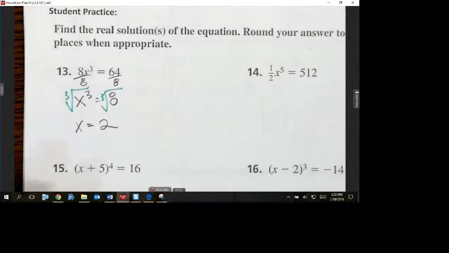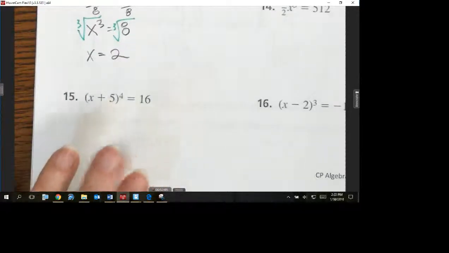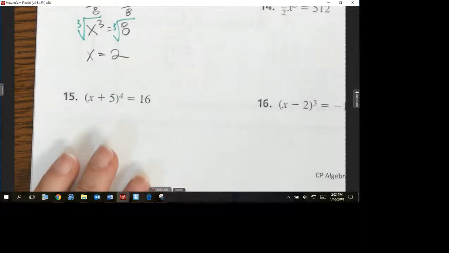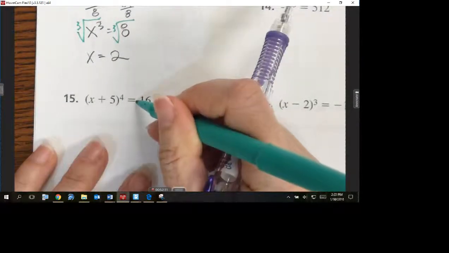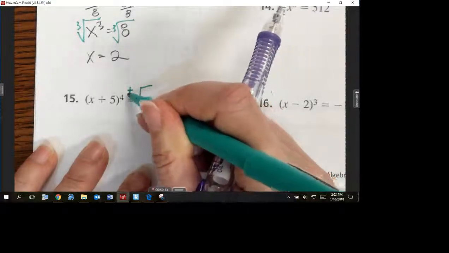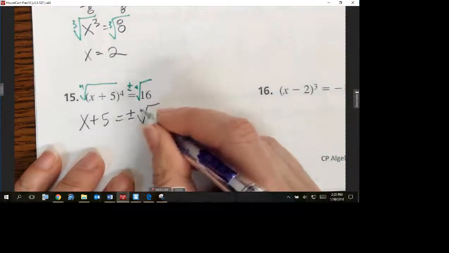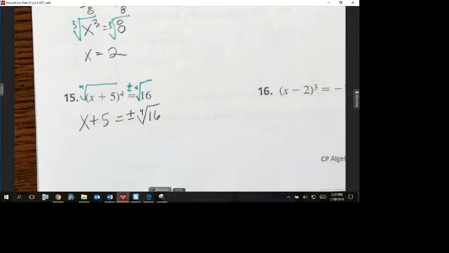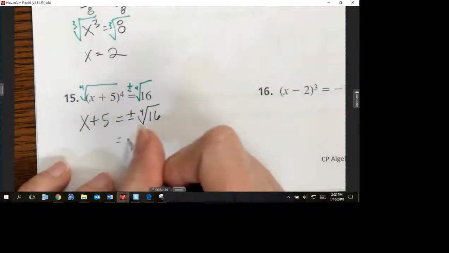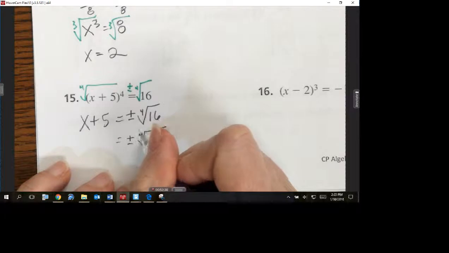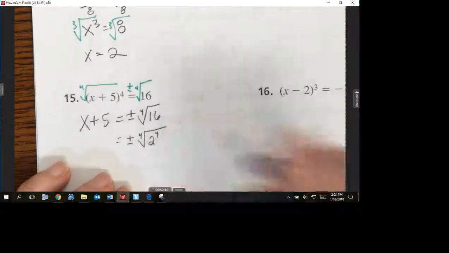Let's do 15. Just right underneath it. What am I going to do first? 4th root plus minus, thank you. Do I know the 4th root of 16? If you're not sure, some of you know it, you could factor 16 and say 16 is 2 to the 4th.